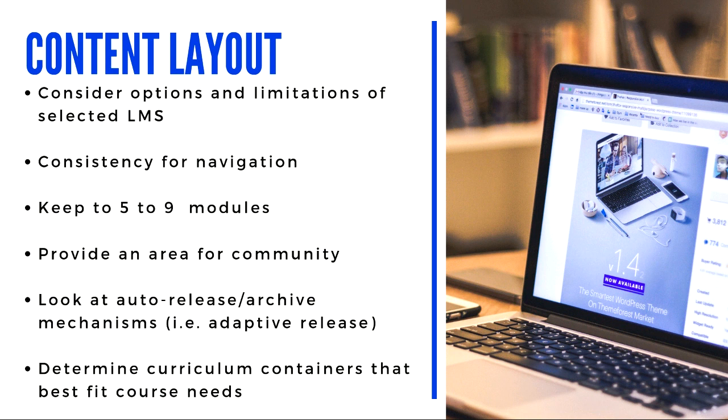You want to keep it to 5 to 9 modules. If you have 30 modules in your course and they're all in your menu, it starts to look cluttered. And granted, if you have that many modules because you're trying to reduce the number of clicks, I see that going on in the chat, the 3-click rule. And I'll go more into that here in just a minute.